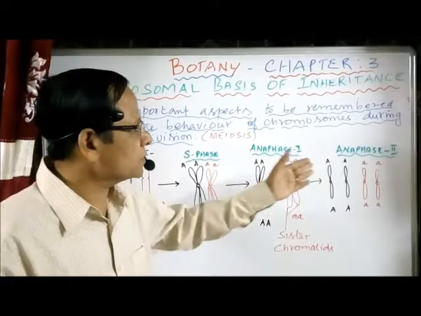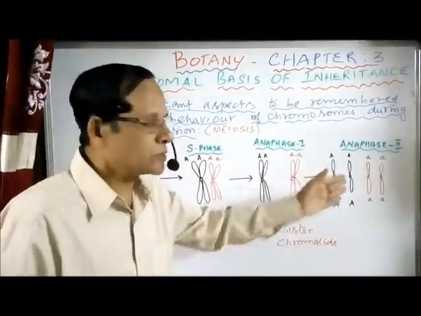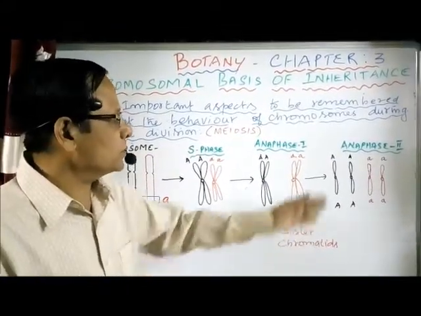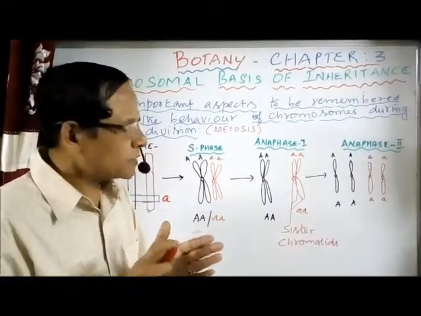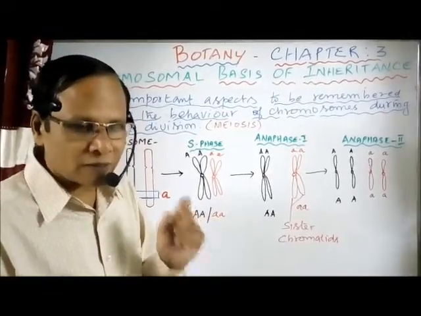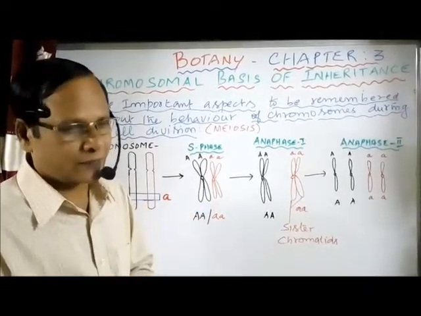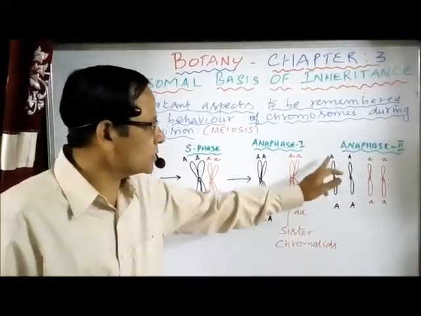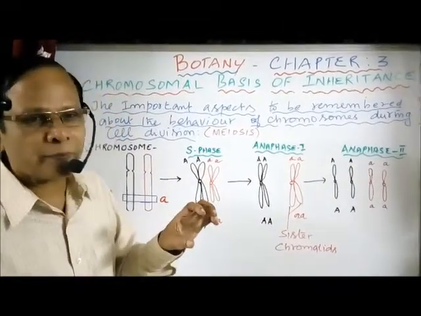So as a result, from meiosis we receive 4 cells. The 4 cells are nothing but the gametes, because meiosis occurs only during gamete formation. So what is happening during anaphase 2? The separation of the sister chromatids of the homologous chromosomes. As a result, each cell receives only a single allele for a particular character. So we get 4 different types of gametes, each having only a single allele, either A or small a. These are the things that happen during meiosis.